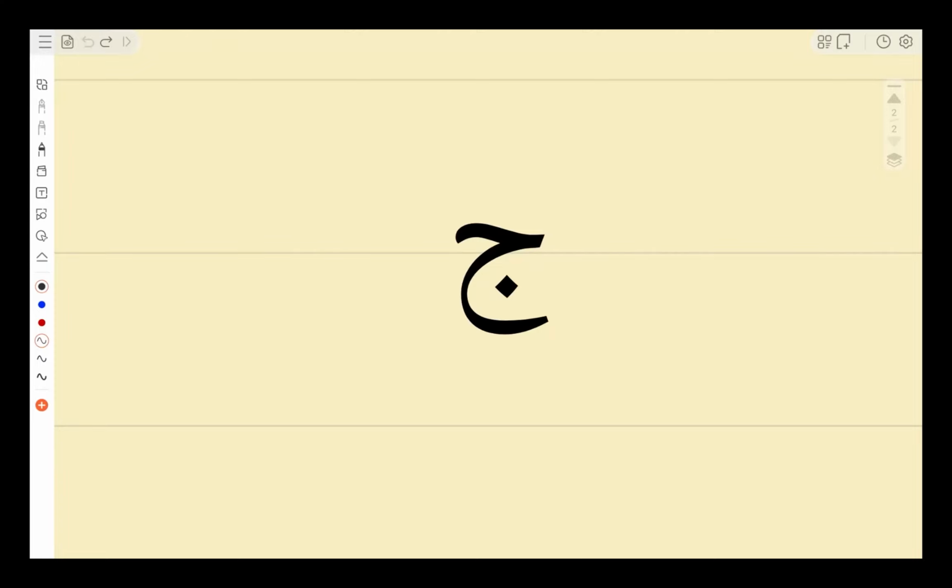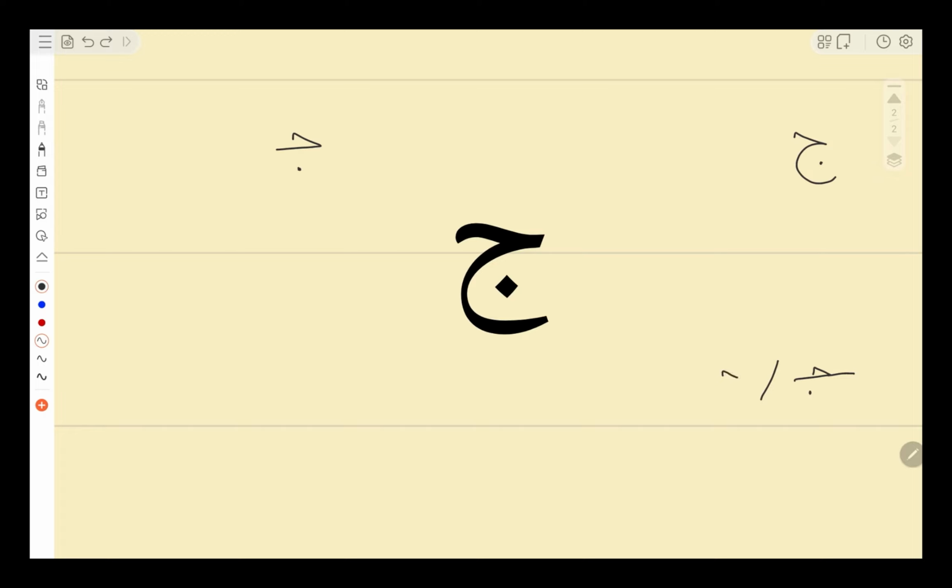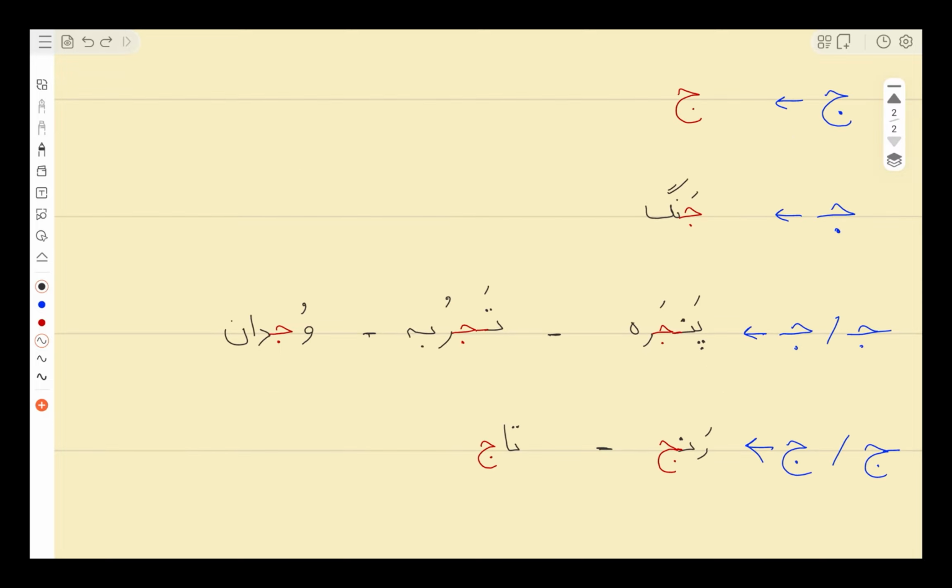Hey guys, in this video we are going to learn how to write the letter Jim in 4 positions: in its separate form, in the beginning of a word, in the middle of a word, and at the end of a word. So here you can see the letter Jim in 4 different positions.